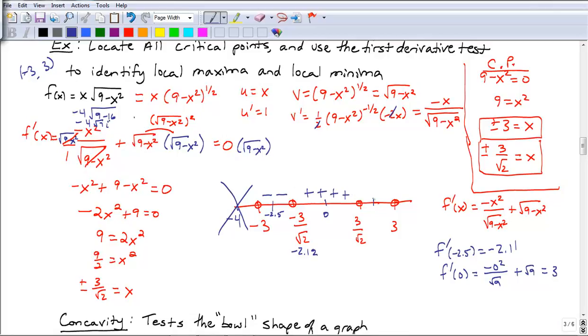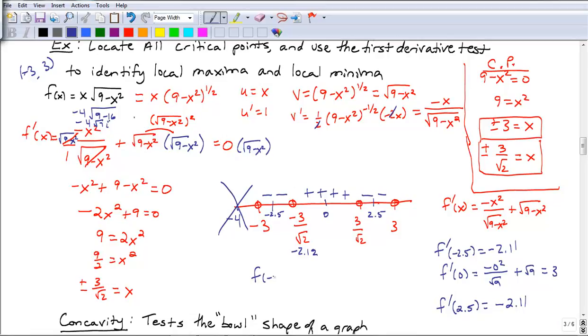And then I plug in a positive 2.5. Notice I get the exact same answer as I did when I plugged in negative 2.5. Because all the x's are squared in that equation, whether you use a positive or a negative, it doesn't matter. You'll get the same answer out because the square takes care of the negative part. But you should plug that into your calculator and check. You'll see you get negative 2.11 when you plug in 2.5.